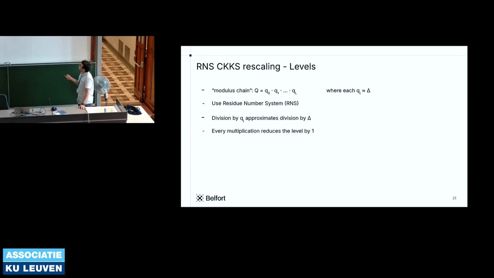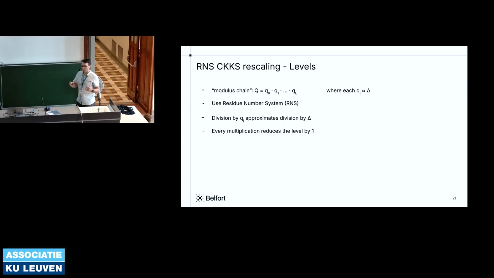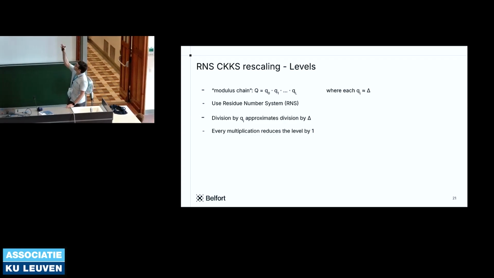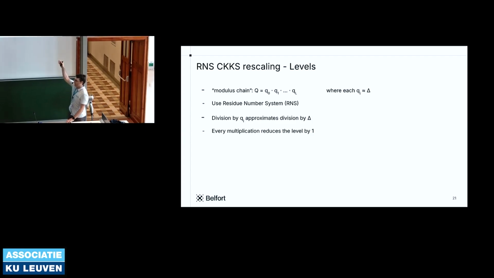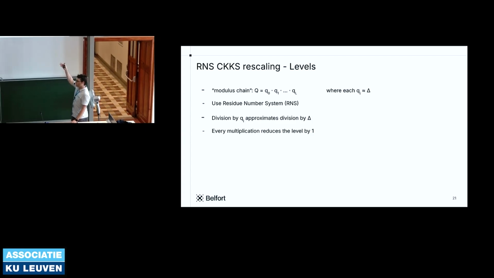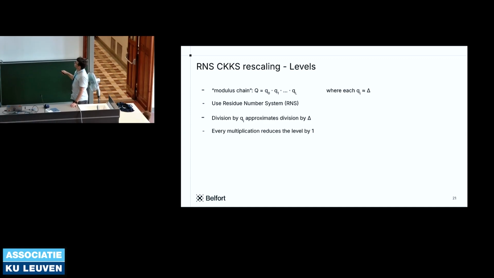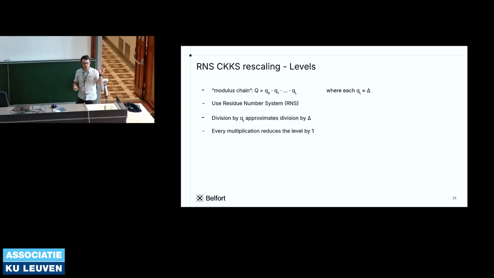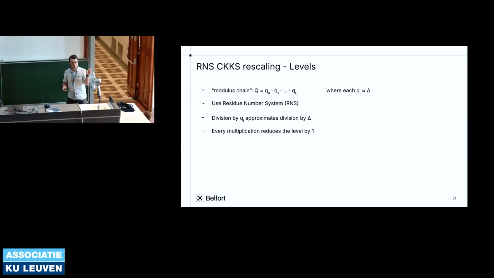And for efficiency reasons, I told you I have my capital Q, and each Qi is 40 bits. So this becomes a very, very large number. But I want it to be a large number because I want to be able to drop these Qi, because that allows me to do multiplication. So to make this efficient, I'm going to use a residue number system. I'm going to use the Chinese remainder theorem, and I'm going to have many limbs. And each limb is my big number modulo one of these Qi.